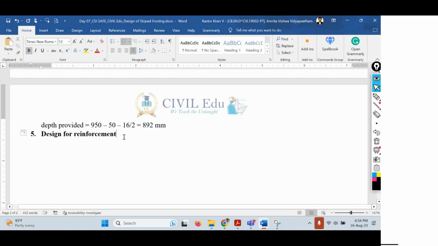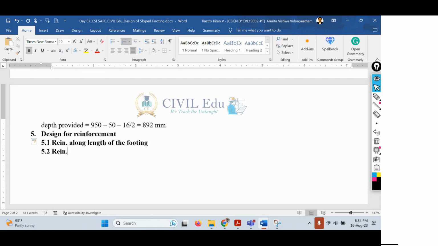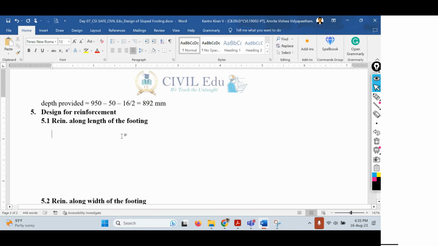Right. So the next step is a design for reinforcement. Now here, the reinforcement has to be provided along the length of the footing and also along the width of the footing. So that's again another criteria. So first we'll find out reinforcement along length and then we'll find out reinforcement along width of the footing. So first let us find out the reinforcement value along length and then we'll find out the value along width. Right.